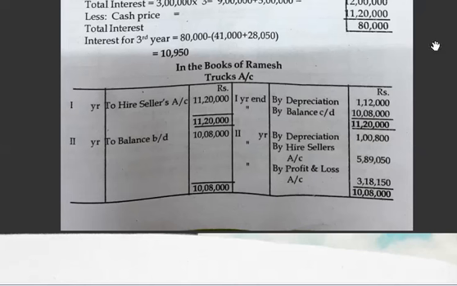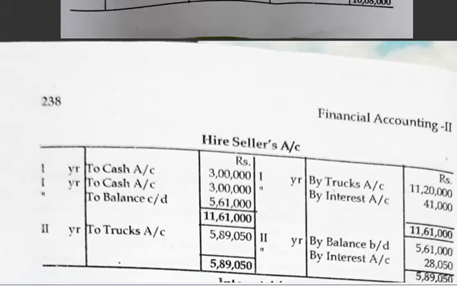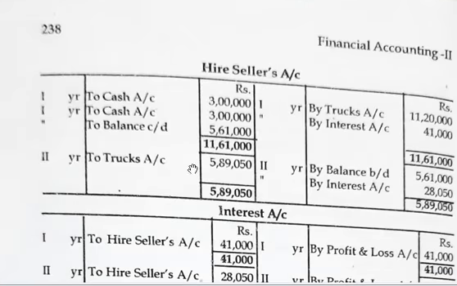The first entry, as you know, is the purchase entry: truck account debit to hire seller account, cash price 11 lakh 20,000. In the same way, in the hire seller's account you write in the first year by truck account 11 lakh 20,000. After that the entry will be the down payment. What is the down payment entry? Hire seller's account debit to cash account.